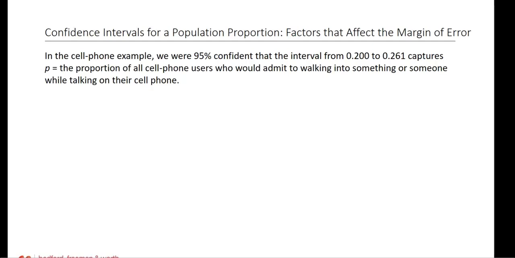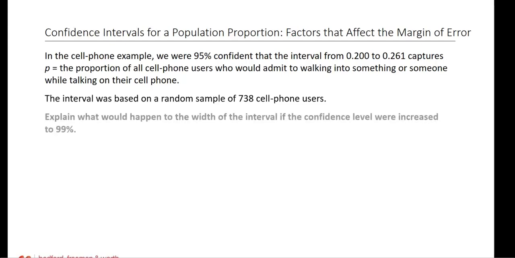Okay, in the cell phone example, we were 95% confident that the interval from 0.2 to 0.261 captures the true proportion of those who admit to walking into something or someone. The interval is based on a random sample of 738 cell phone users. Explain what would happen to the width of the interval if the confidence level were increased to 99%. So if I said, I'm 99% confident the interval from blank to blank, would that have to be a wider interval or a more narrow or smaller interval?